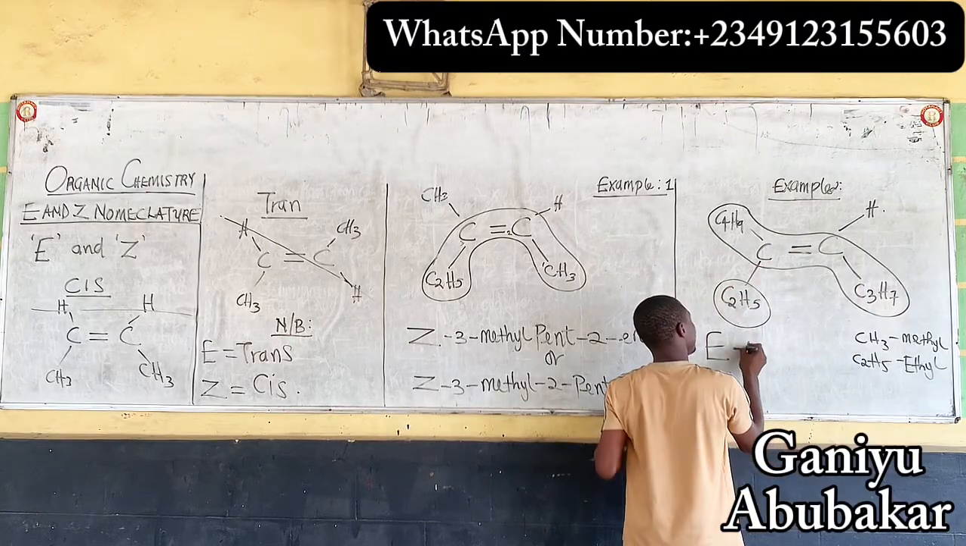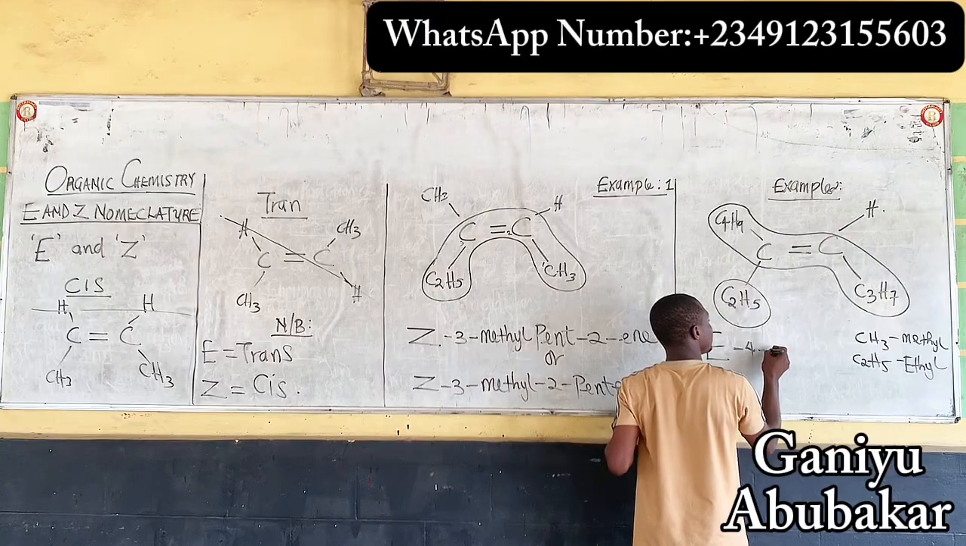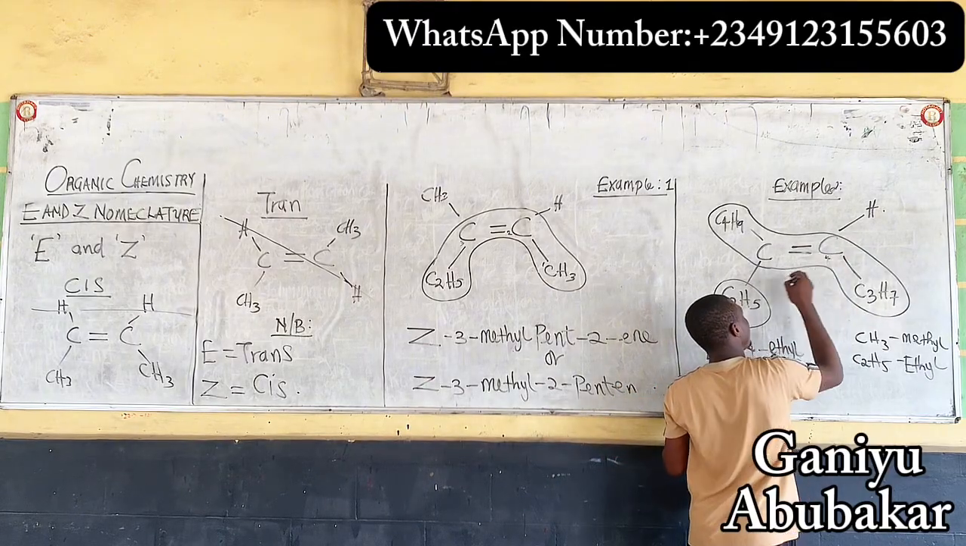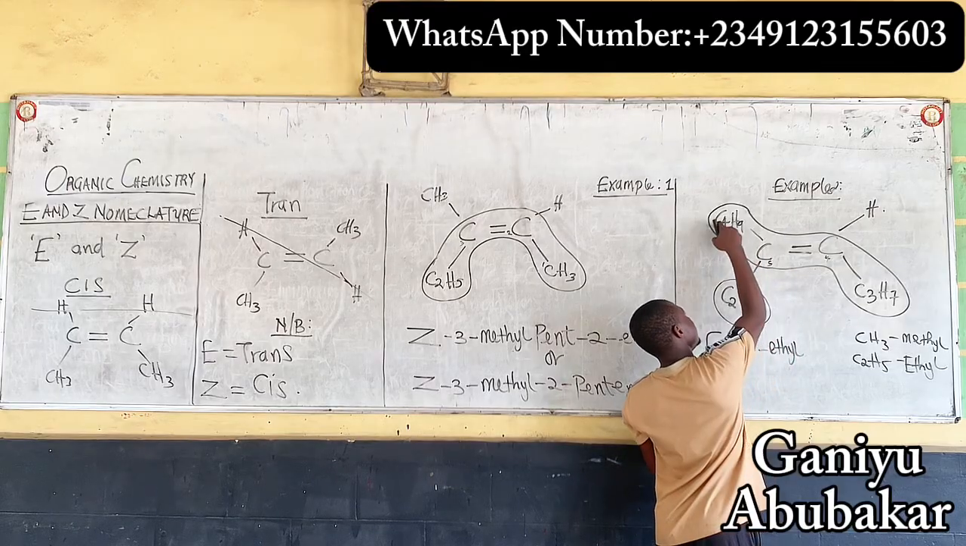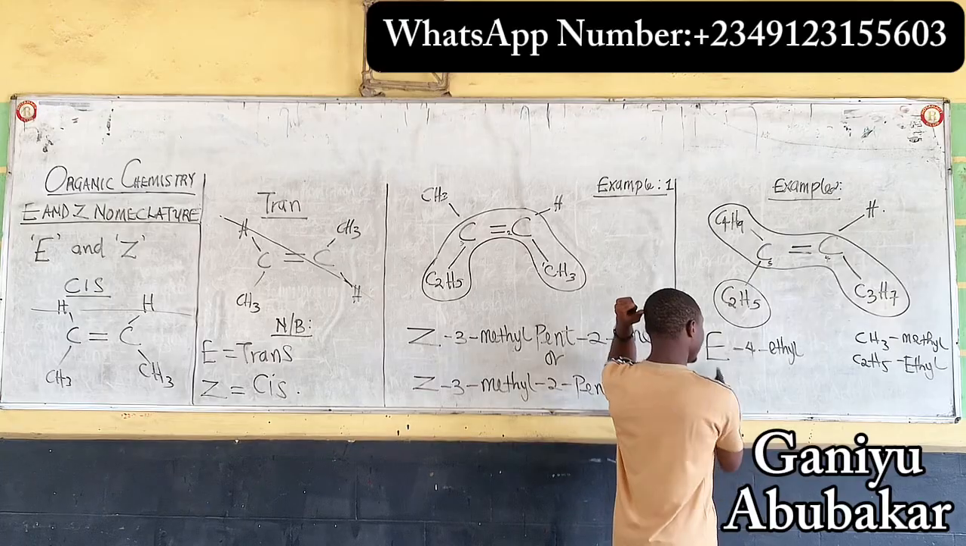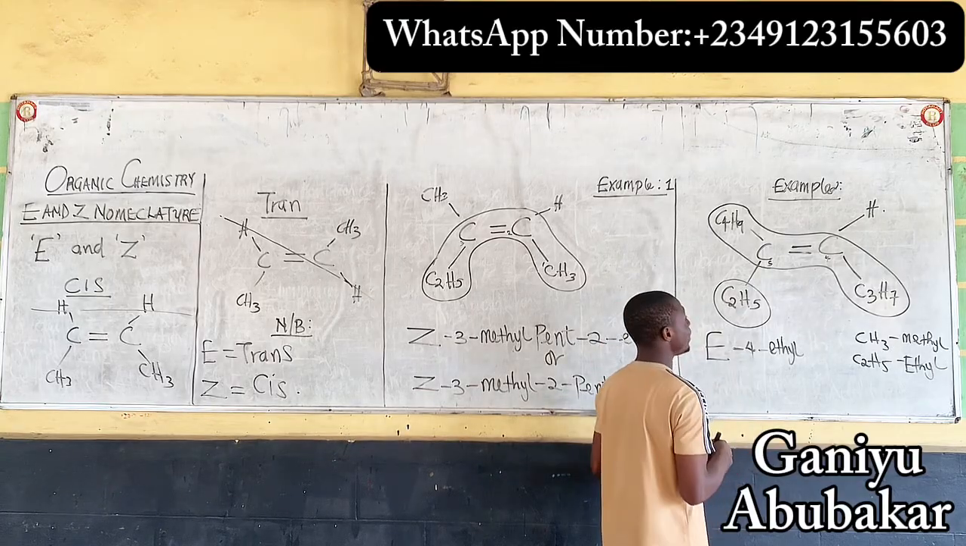So I have 4 hyphen ethyl. I have 3, so this is 4, this is 5, 6, 7, 8, 9. Alright, this is how I did my numbering. This is E-4 ethyl.